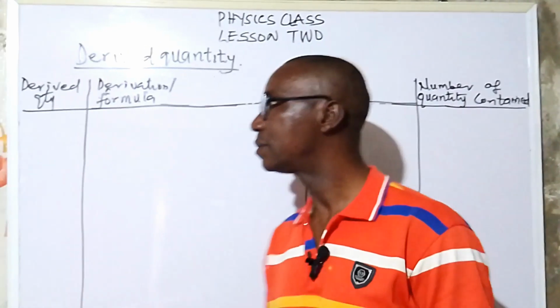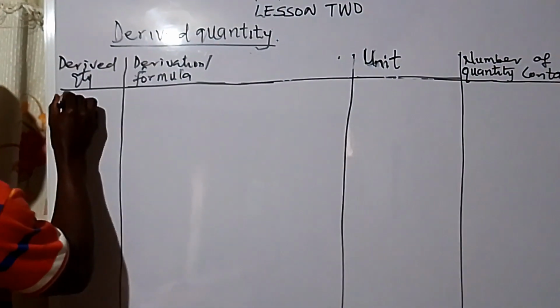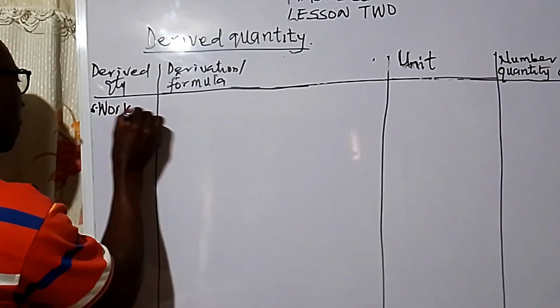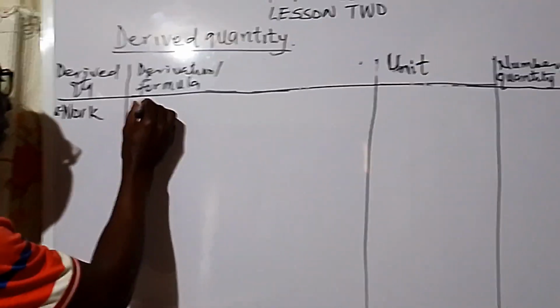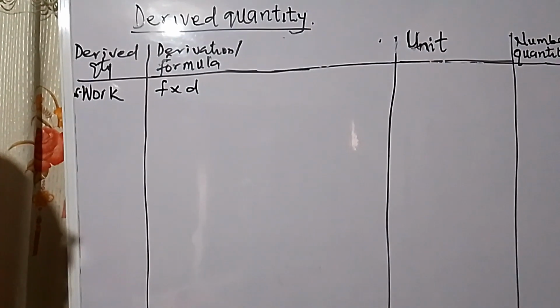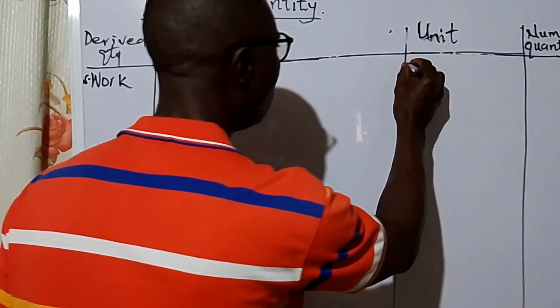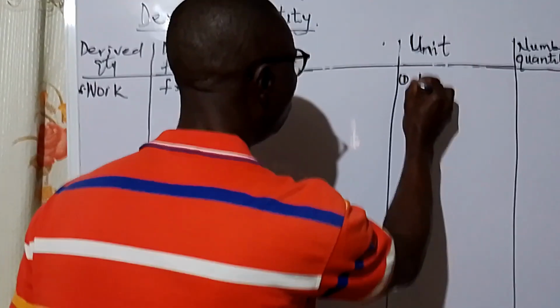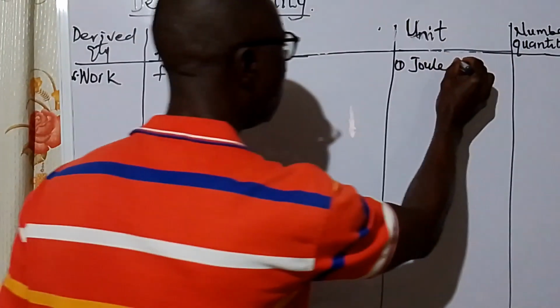And the last one we mentioned, which is number 6, is work. And then we said the formula for work is force multiplied by distance. And the first unit we may mention by then is joule, which is J.